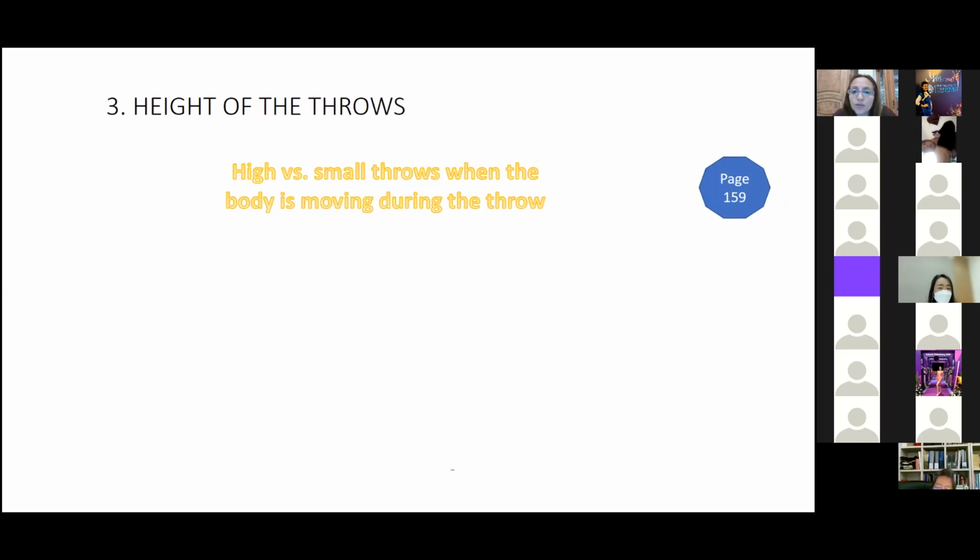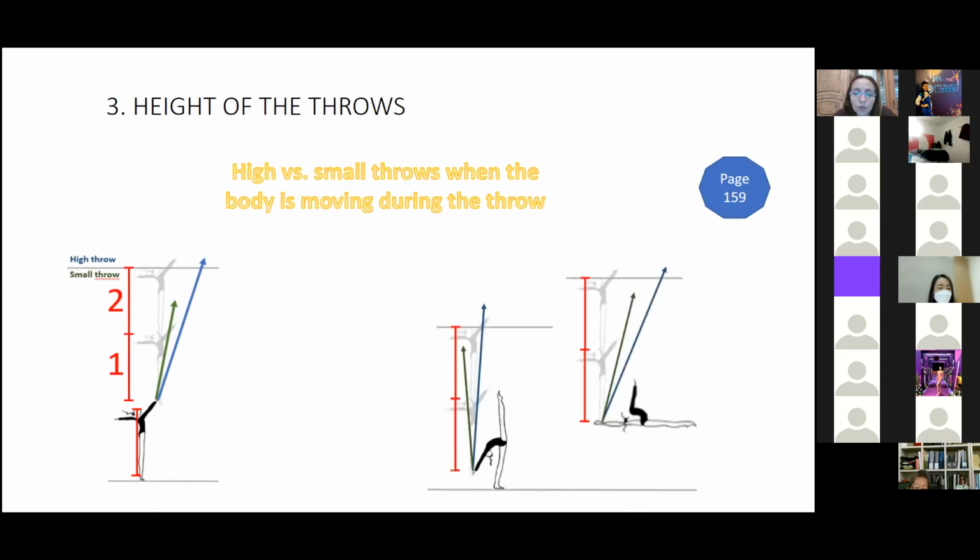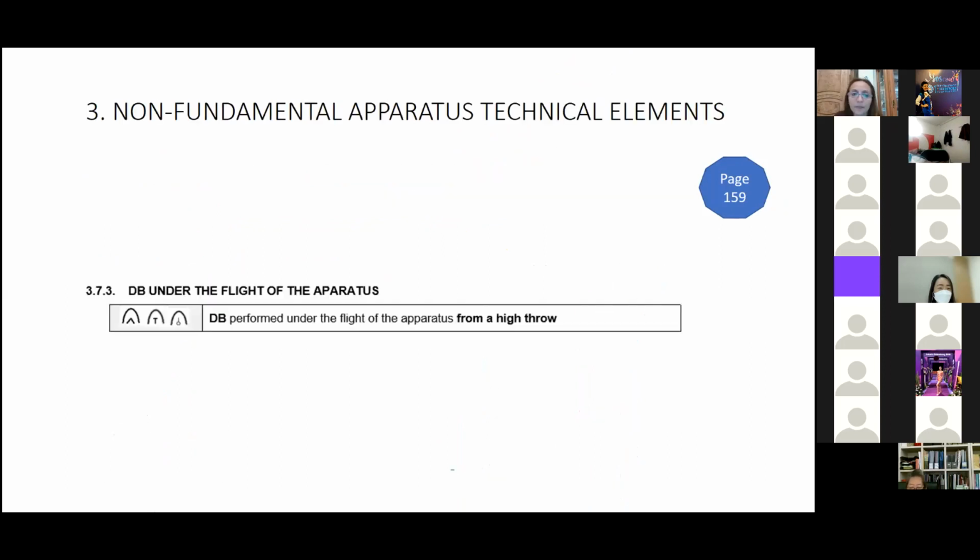High versus small throws when the body is moving during the throw: we measure from the point of the release. Non-fundamental apparatus technical elements is a DB under the flight, and it should be under a high throw.